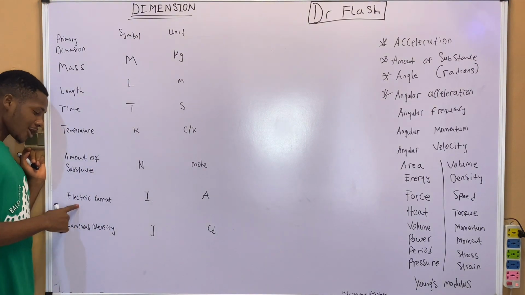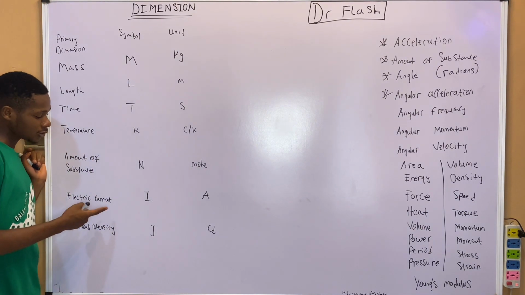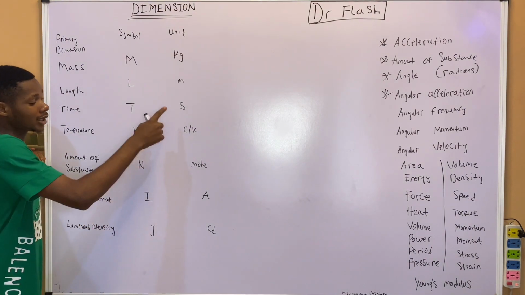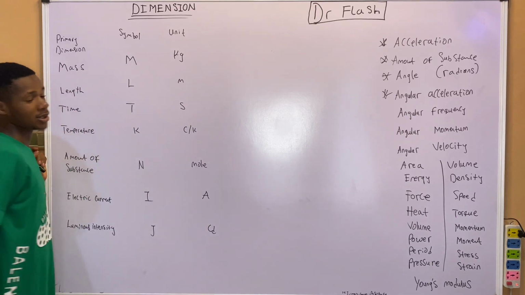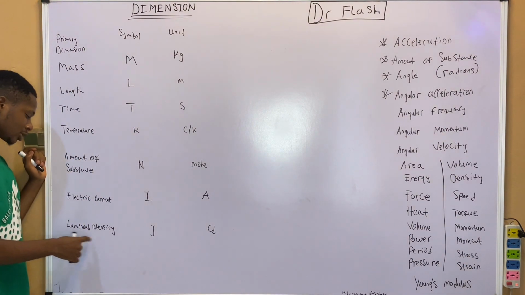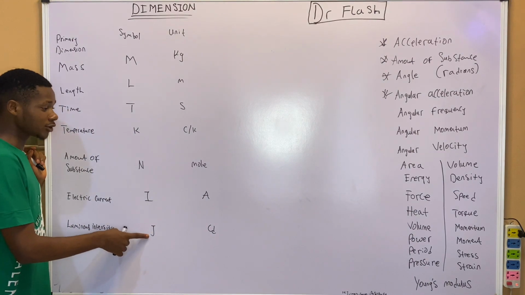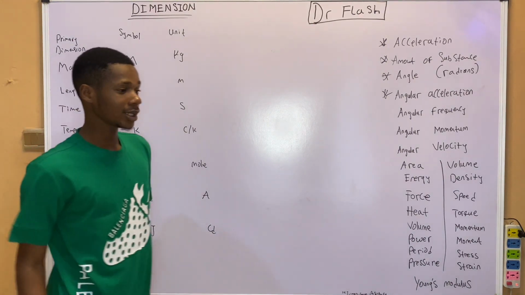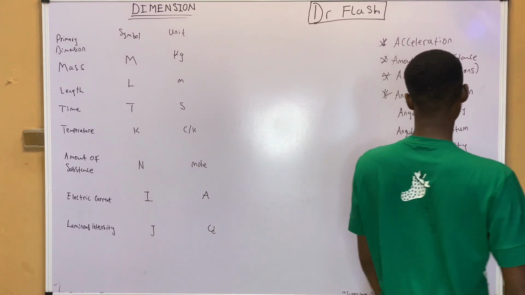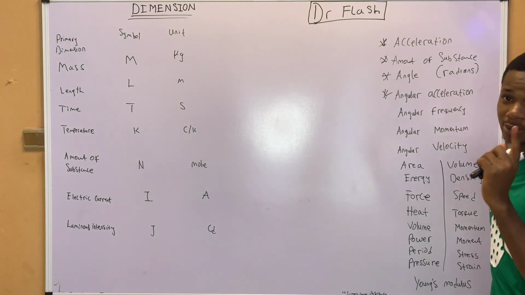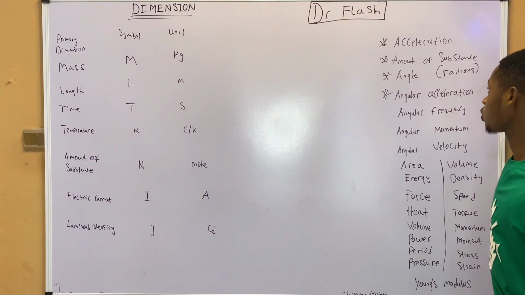Over here we have electric current. Electric current is designated as capital letter I, that is the symbol, and the unit is amperes. The last one here is luminous intensity. Luminous intensity has the symbol J, and the unit is candela. Now, moving over to the other side of the board, we have different quantities, and we are going to talk about the dimension of these quantities.